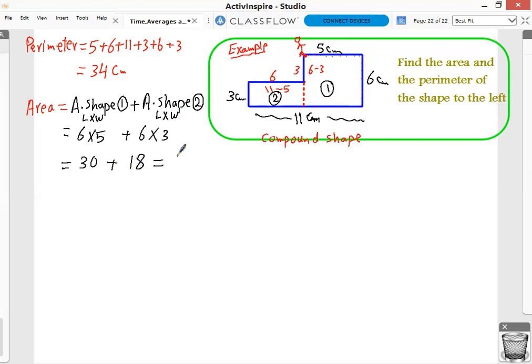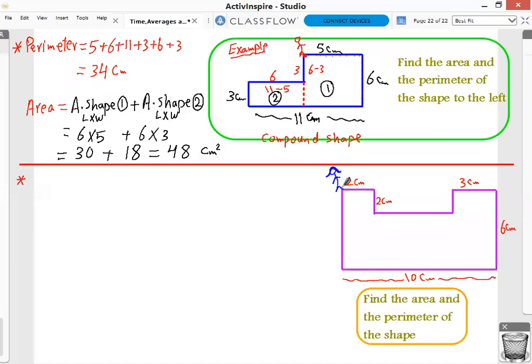What is the last result? 48 what, Adam? 48 what? Centimeter, correct? Centimeter squared. It's area. Then area must be in centimeter squared, okay?